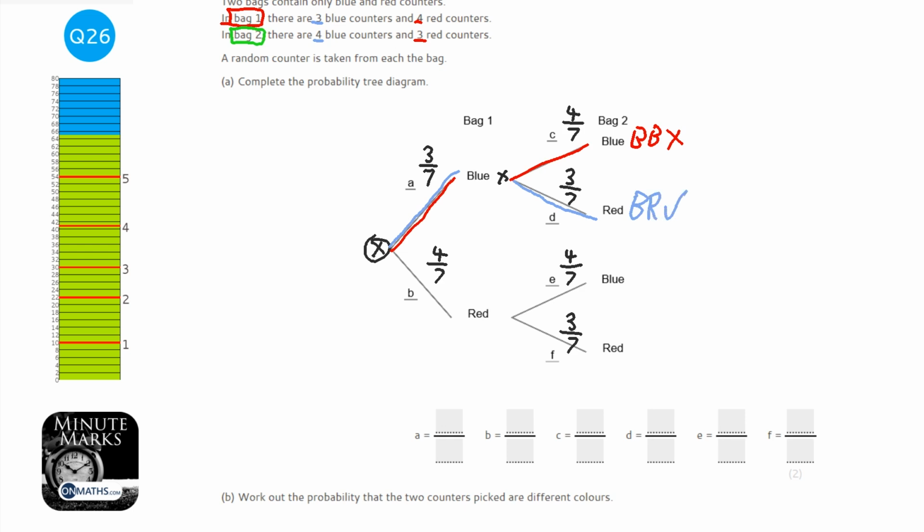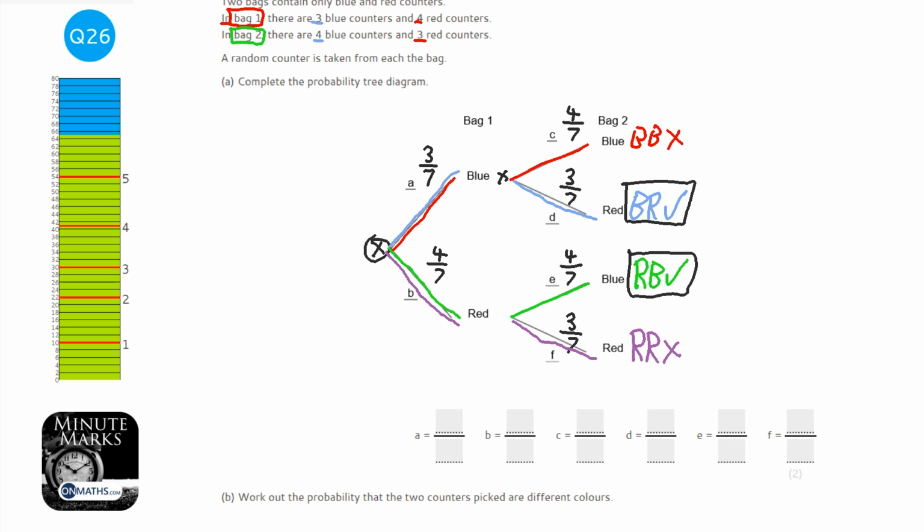So we want that one. Let's start going down here. So I pick a red from bag 1 and then a blue from bag 2. Well, that's the one we want. And let's try the last one. So a red from bag 1 and a red from bag 2. Well, they're not different colours. So it's these middle two we're interested in. It's that one and that one.